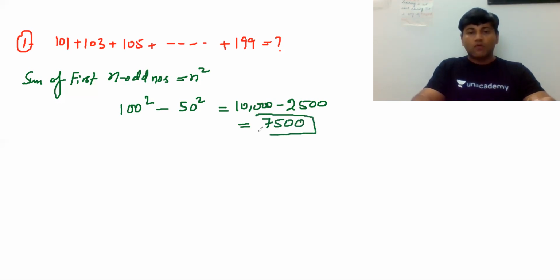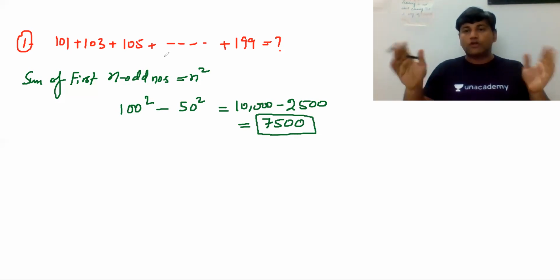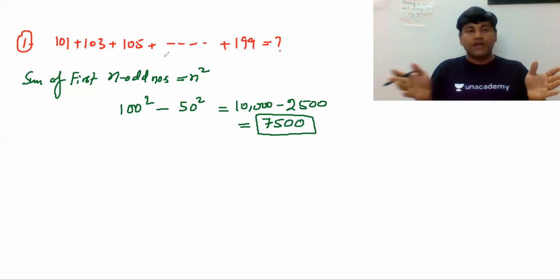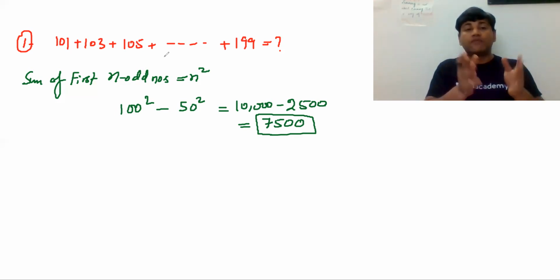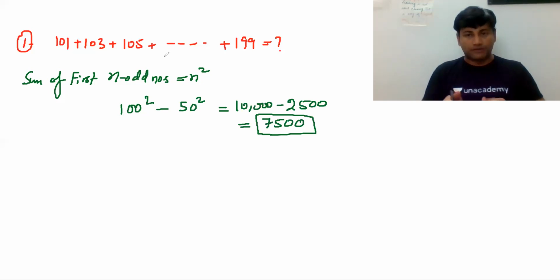Right, guys? Now, how do I do this? I will add all odd numbers from 1 to 199. So 1 to 199, there will be 100 odd numbers, and 1 to 100, there will be 50 odd numbers that are not there. So we need to subtract them. And that is how we get it. So 100 square for the first 100 odd numbers and 50 square for the first 50 odd numbers.